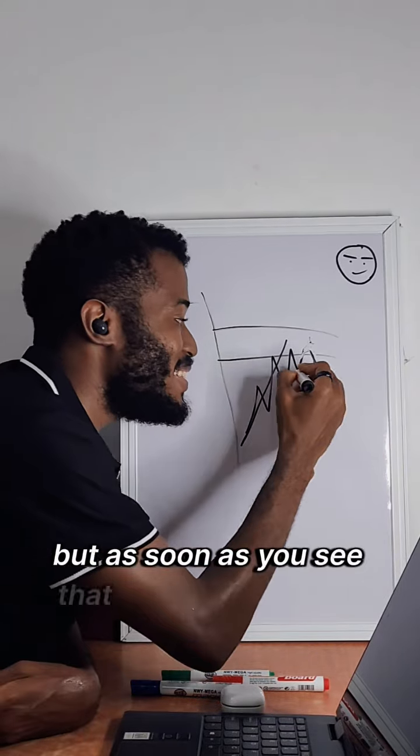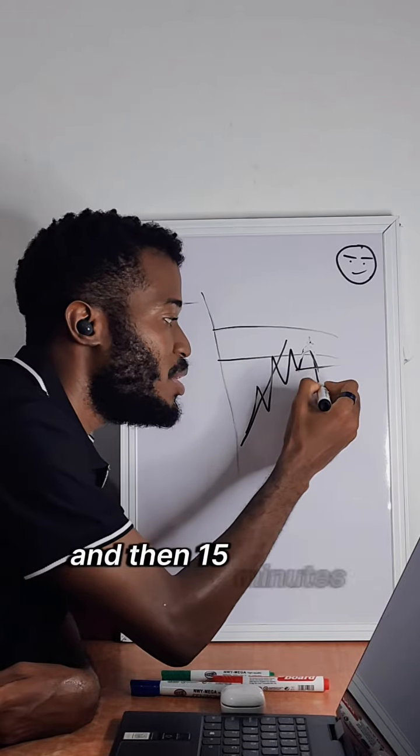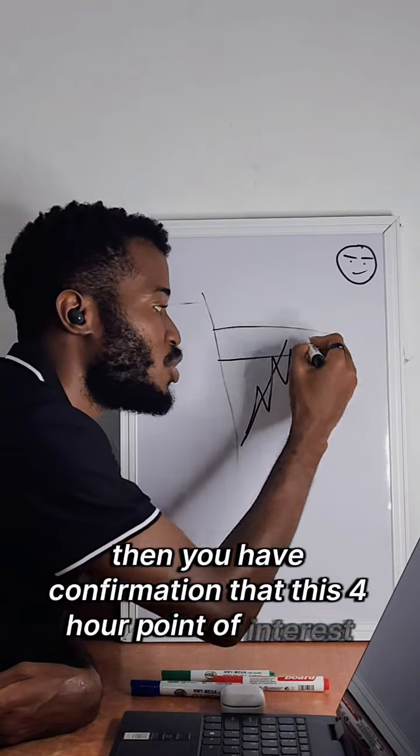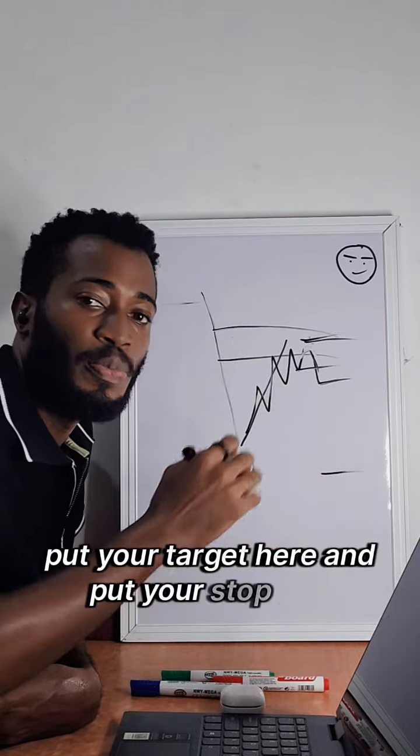But as soon as you see that change of market character, a higher low has been taken out, and then 15 minutes closes beyond that higher low, then you have confirmation that this 4-hour point of interest maybe wants to hold, and then you can take your entry here, put your target here, and put your stop loss somewhere here.